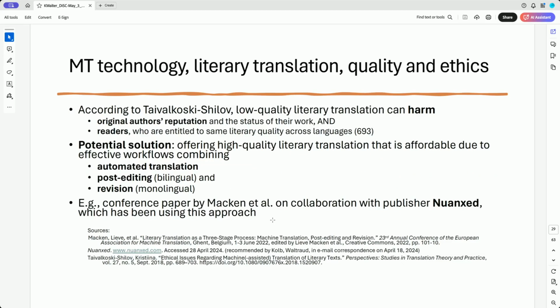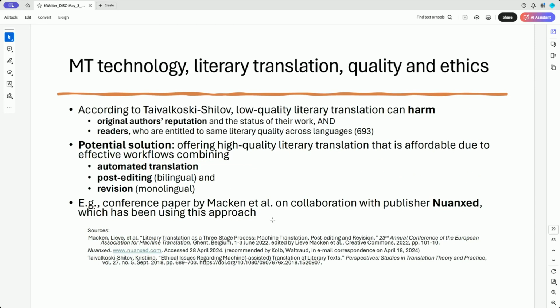According to Taivalkoski-Shilov, low-quality literary translation can harm original authors' reputation and the status of their work, and it can also harm readers who are entitled to the same literary quality across languages. And there is a potential solution to this problem, maybe, which is offering high-quality literary translation that is affordable due to effective workflows, which may combine automatic translation, a bilingual post-editing process, and a final, predominantly monolingual revision process.